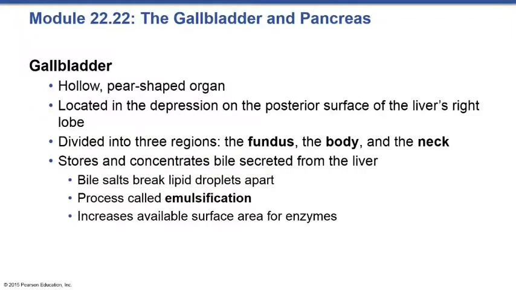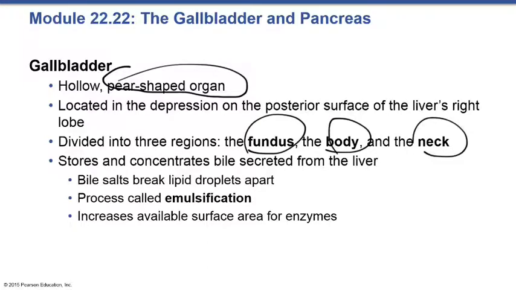The gallbladder, you've seen it before. It's that little pear-shaped organ underneath the liver, if you will. It has three sections: a fundus, the dome, the body, and the neck. And again, this is going to not only be storing but also concentrating the bile that is released from the liver. The bile is important.